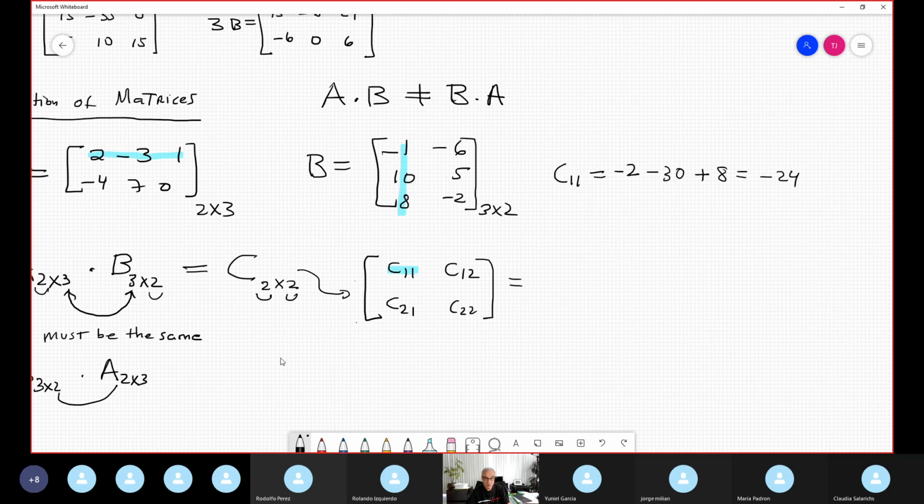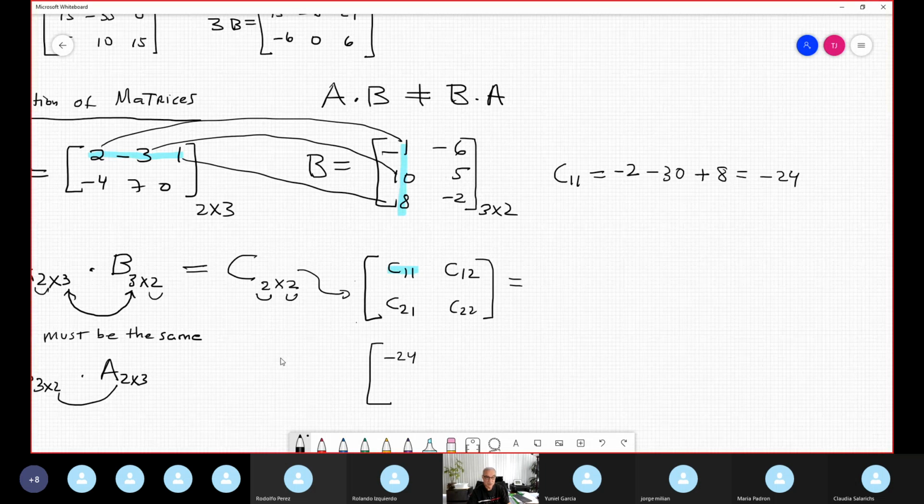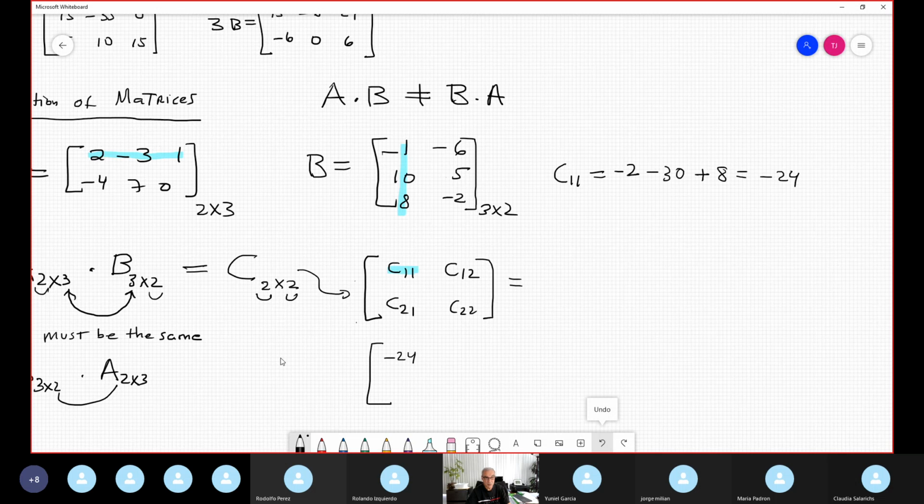Okay, that's so far, but not here. Here, my matrix is negative 24. Then you multiply this times this, this times this, and this times this. This is the reason that the number of columns in the first matrix should be equal to the number of rows in the second matrix.